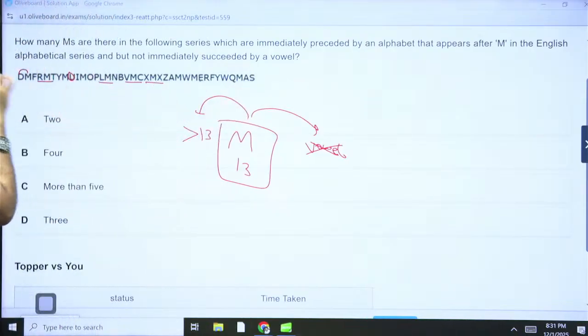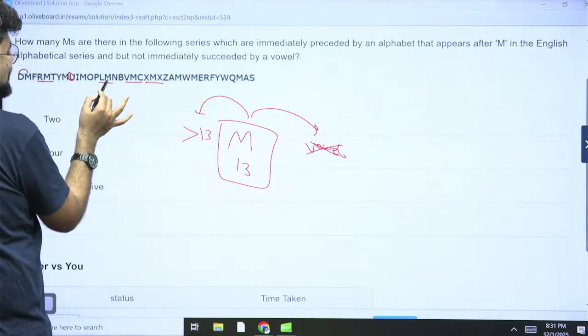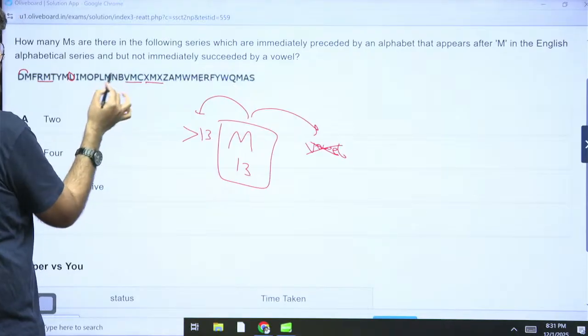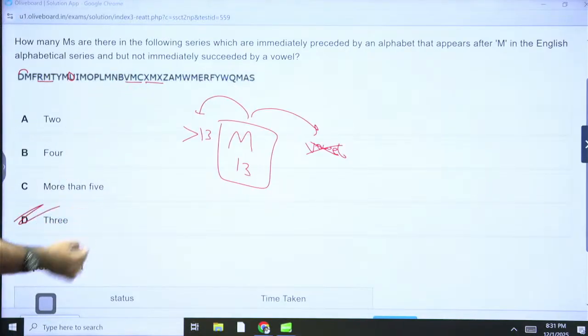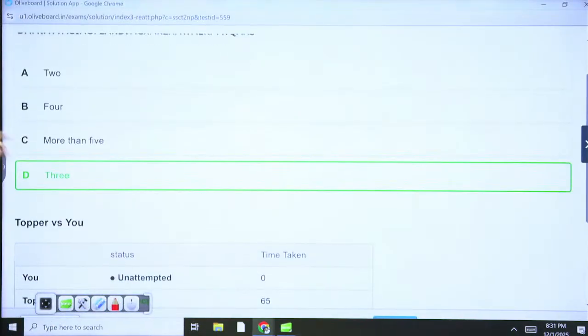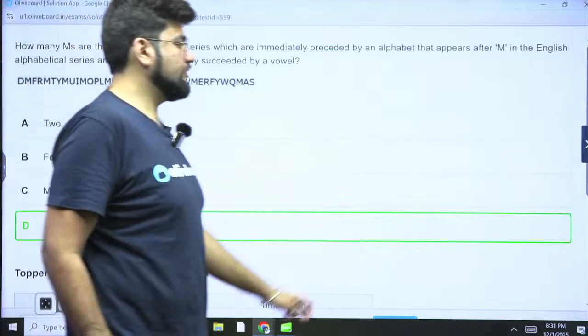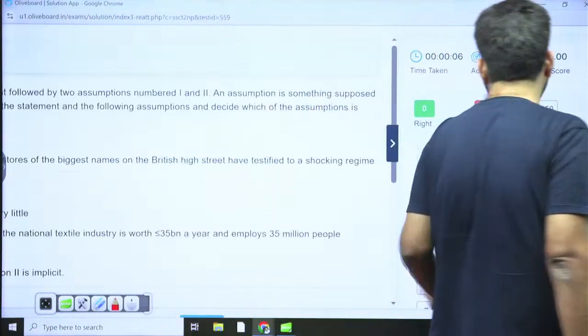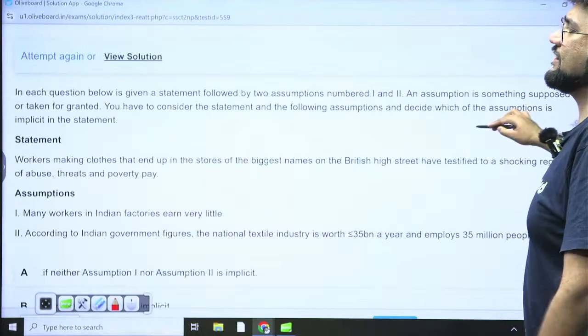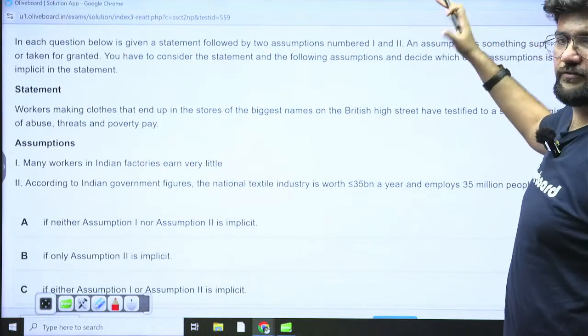So we have only how many? 1. This is not there. 1, 2 and 3. Option D. 65 seconds. If your observation was strong, if you would have practiced such questions, you would have been faster at this. But 65 is okay. Anywhere between 40 to 50 would have been better.